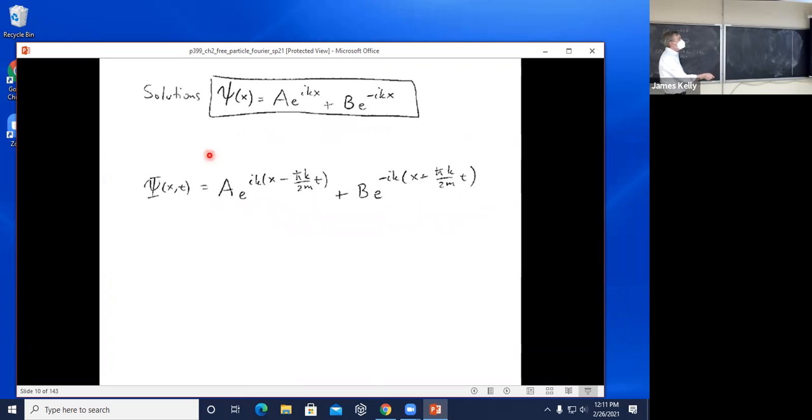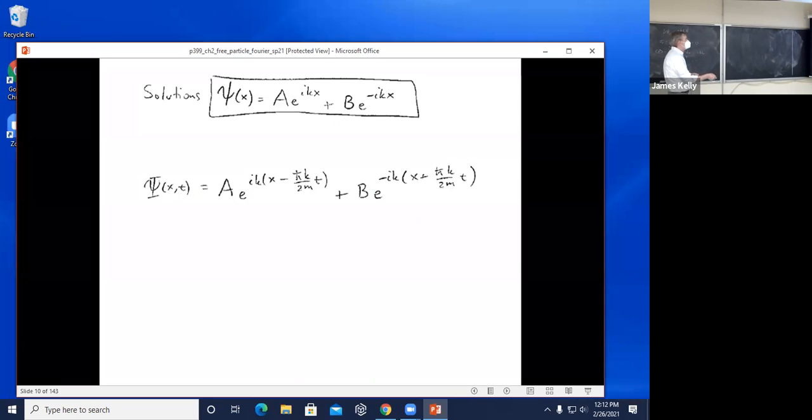This corresponds to a particular energy. Both of these summands here have the same energy, because whether I take a positive K or a negative K, the energy is h bar squared K squared over 2m. So we're squaring the K. It doesn't matter if we're taking a positive K or a negative K. They don't have the same momentum.